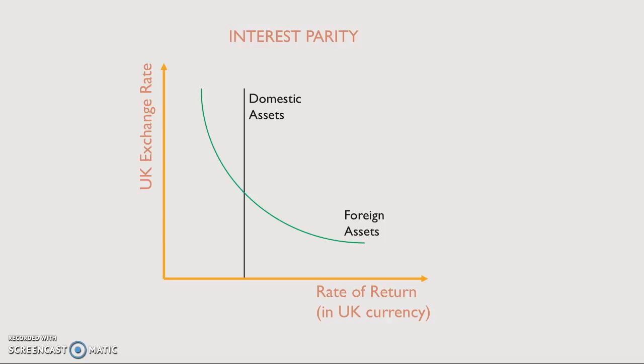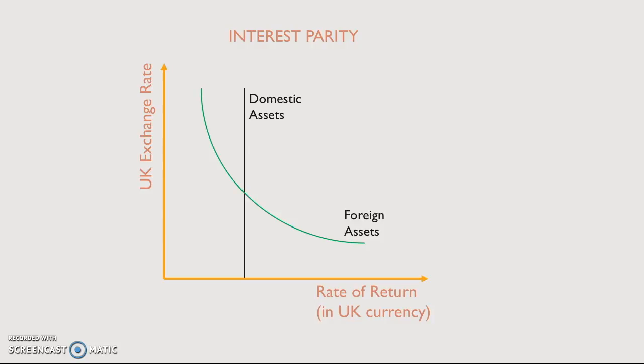The interest parity condition can be modeled by plotting the rate of return on domestic and foreign assets as two curves in a graph, with the domestic exchange rate on the y-axis and the rates of return on the x-axis. In this model, the return on UK assets is given at a time and independent of the exchange rate, since the rate of return is expressed in UK currency.